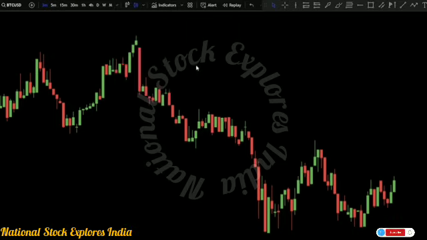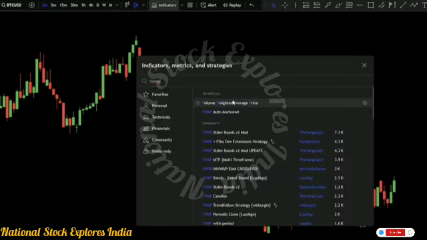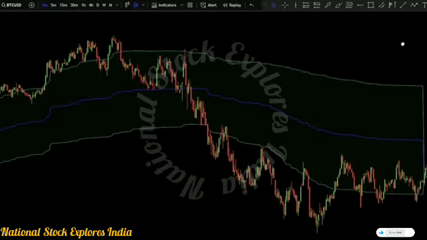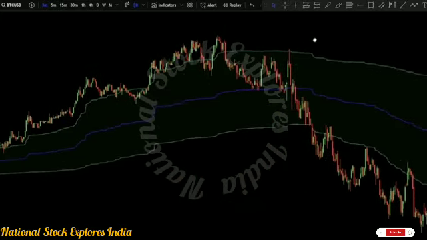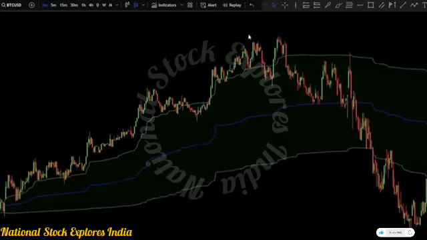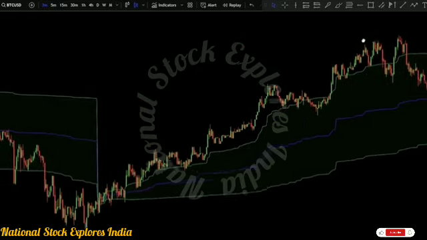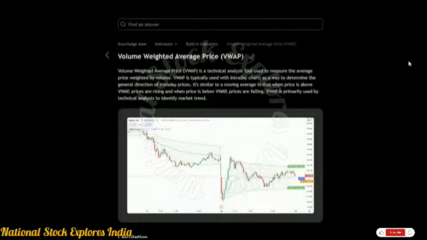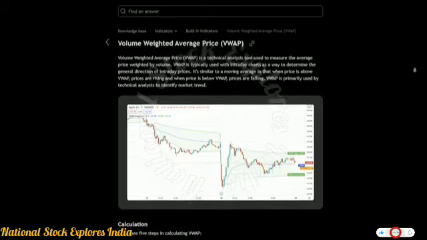Now, to add the first tool to your chart, click on Indicators, search for VWAP, and select it to apply it to your chart. Once it's loaded, you'll see a dynamic line that adjusts with price movements, acting as an essential volume-weighted trend guide. Unlike traditional indicators, VWAP helps traders identify key price levels where institutions might step in, making it a powerful tool for spotting trends and potential reversals with precision.